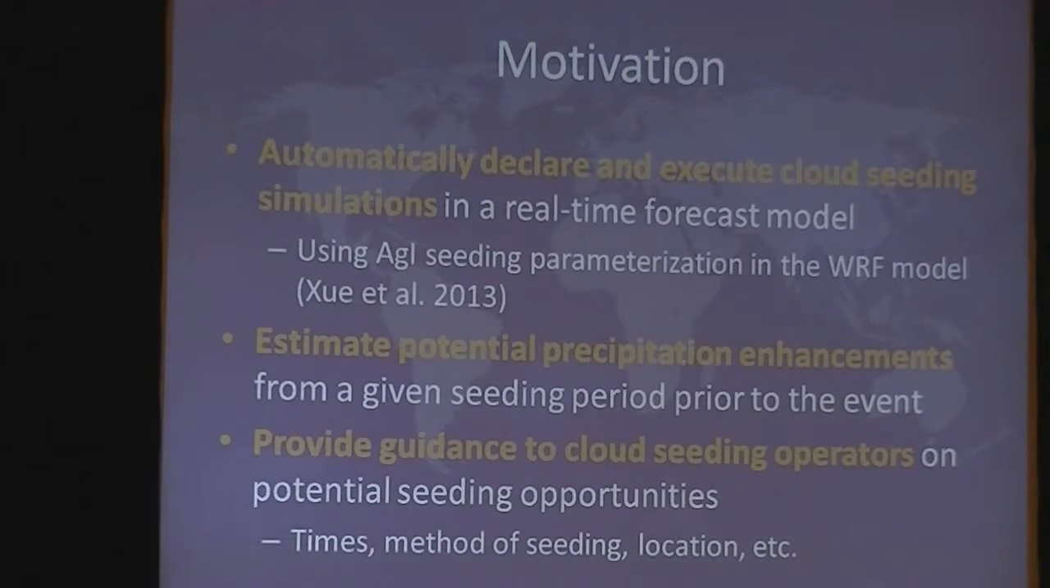But some of the other benefits for having this in real time then is that we can estimate the potential precipitation enhancements from a given seeding period prior to that event using this forecast. And then that can provide guidance to cloud seeding operators on those potential seeding opportunities. It can help guide them in times to look for and turning on seeding, the method of seeding, whether it should be ground-based, airborne, or a combination of the two, which location. In the case of Idaho Power, I'll show you there's 3 different target areas that they're working on, and so we can look at which is the best location for a given time and so forth.